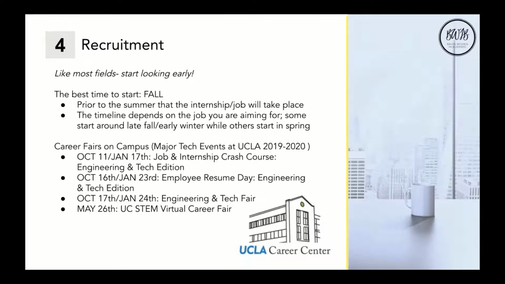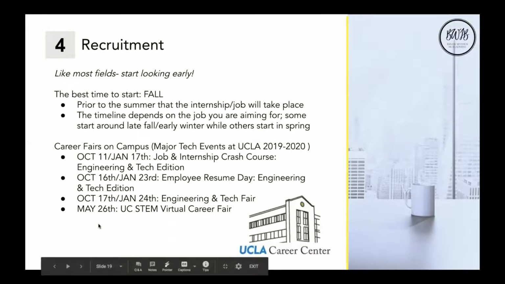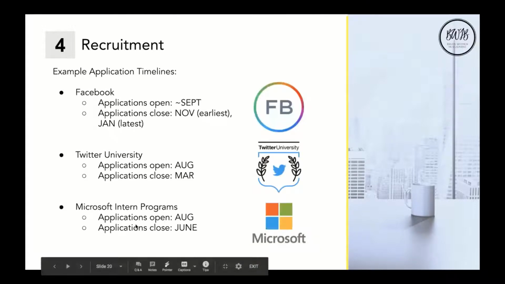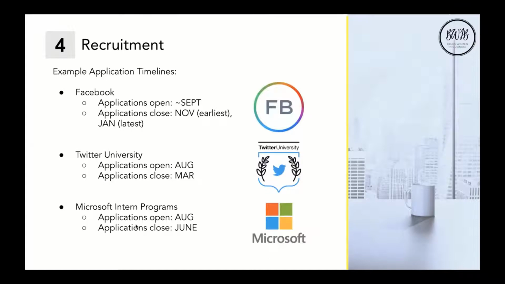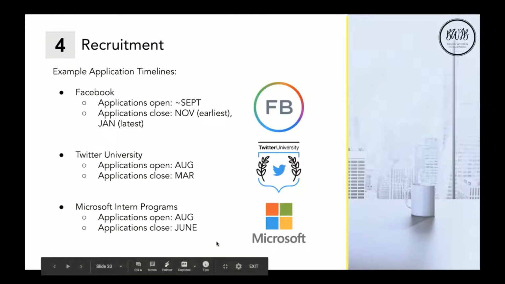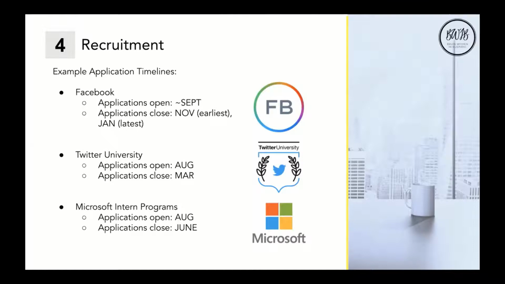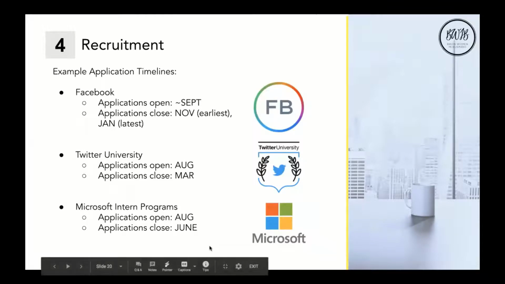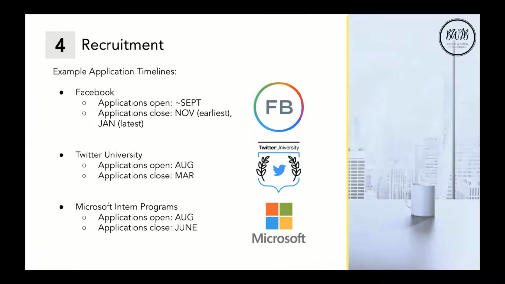And then here are some of the dates for the career fairs that are on campus. Okay, here are some application timeline examples. Twitter, for example, the application opens in August, closes in March. Microsoft also opens in August, closes in June. Just be aware of these different timelines. Also on this note, these are all examples of very large companies, but tech is a lot more than just the big names. And so when you are recruiting, be mindful that there's lots of great opportunities at smaller companies or at startups.